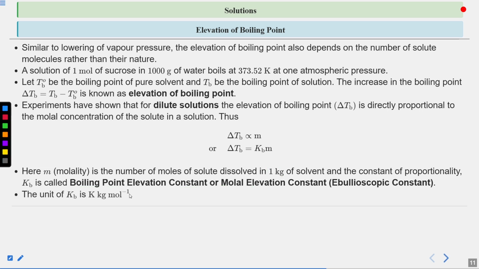What will be the unit of Kb? It will be Kelvin kg per mole. Remember, this Kb is defined for the solvent and its value will change whenever we change the solvent. And if we are not changing the solvent, then we don't have to worry about the Kb value as long as the solvent is the same. So if we are dissolving salt in water or sugar in water, the Kb value will remain the same, and it is dependent upon temperature.